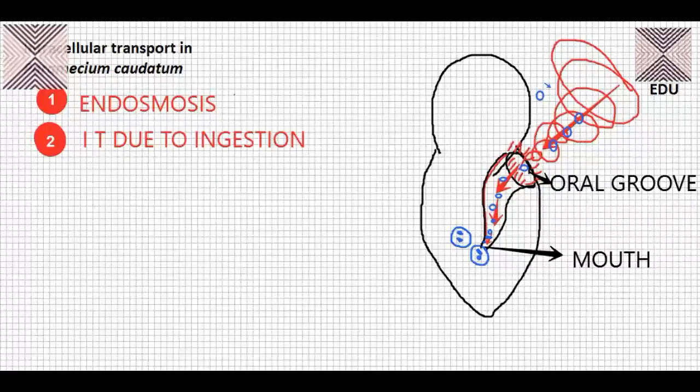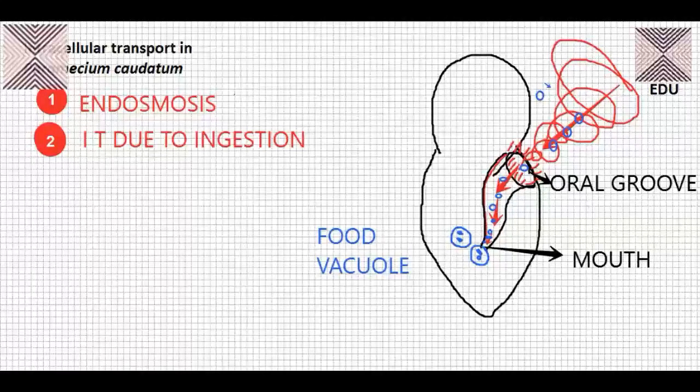Now this is what we call the food vacuole. So this is the formation of the food vacuole inside Paramecium. Now this blue colored body is the food vacuole, and it contains the food. Now with the cyclosis, this particular food vacuole moves inside the body of the Paramecium.